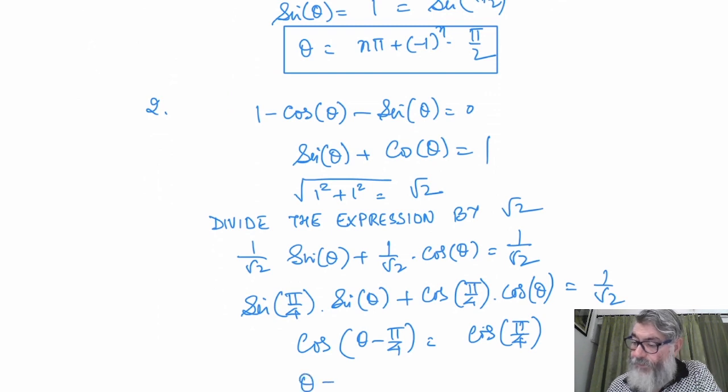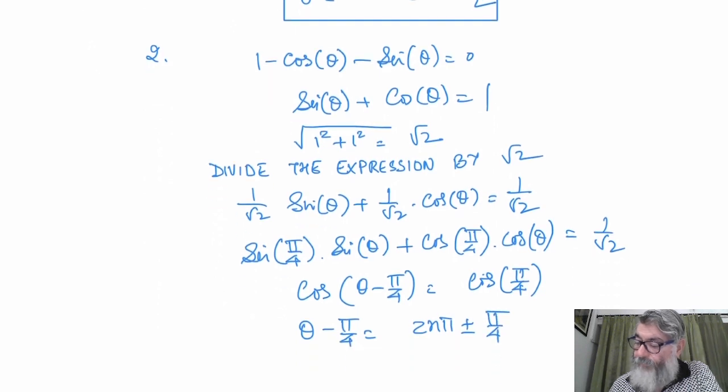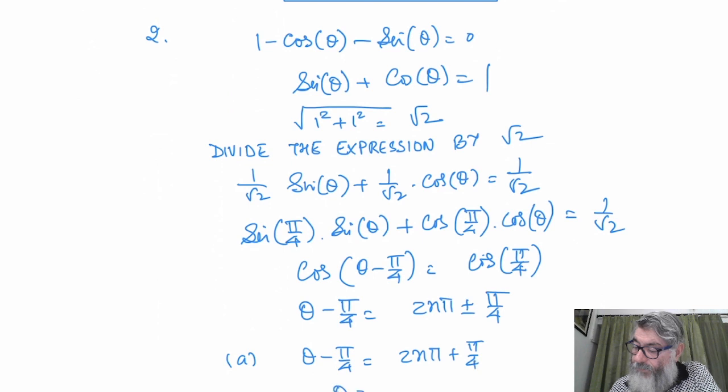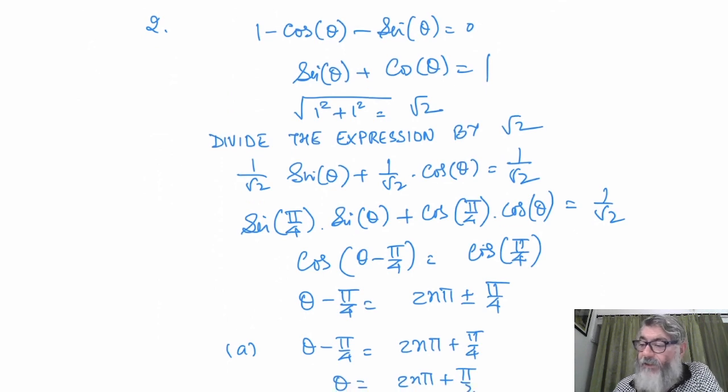There will be two solutions. Number 1, theta minus pi by 4 is equal to 2n pi plus pi by 4. If I take that, then theta will become 2n pi plus pi by 2, because pi by 4 plus pi by 4 will be pi by 2. And if I take the negative, then theta minus pi by 4 will be 2n pi minus pi by 4, and theta will become 2n pi, because pi by 4 will cancel. So we have these kind of solutions.